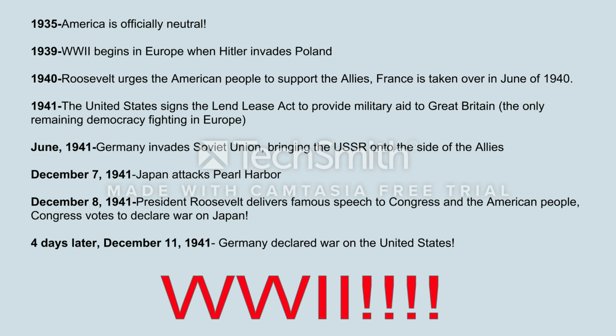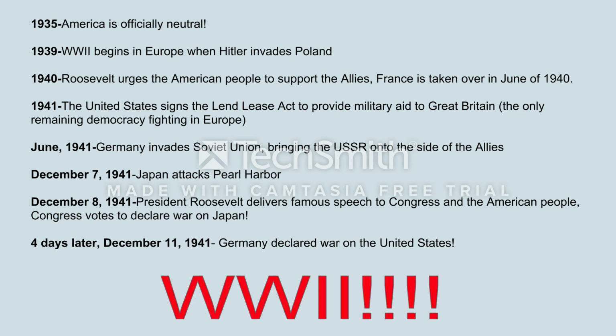Here we're just going to finish up by looking at a timeline to put this all into perspective for you. So in 1935, the United States sees Germany as being aggressive and they officially declare neutrality. We're in the midst of the Great Depression. We can't get involved in Europe's issues again. In 1939, World War II began when Hitler invaded Poland. In 1940, Roosevelt urged the American people to support the Allies. France falls to the Nazis in June of 1940. In 1941, the U.S. signed the Lend-Lease Act to provide military aid to Great Britain.